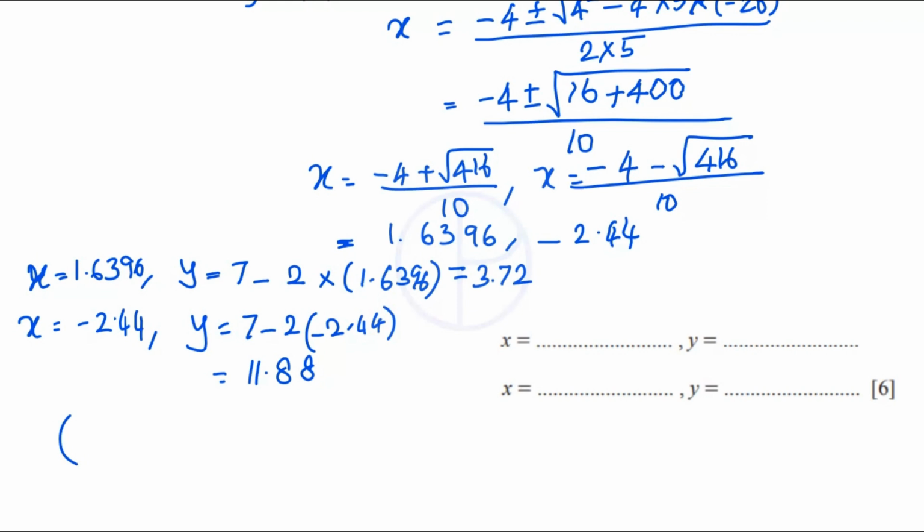So we need to correct the answer to two decimal places. So the x value 1.6396 will become 1.64. The corresponding y value is 3.72. And negative 2.44, comma, 11.88.